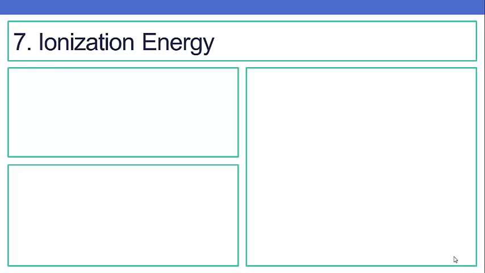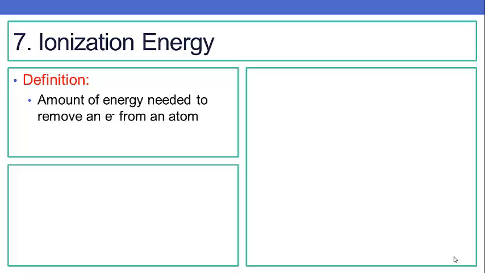Ionization energy. So ion is a charged particle, and that -tion ending means process. So we're looking at the process of making a charged particle. So the way we do this with atoms is to pluck away an electron. So we're trying to remove an electron from an atom in order to form an ion.